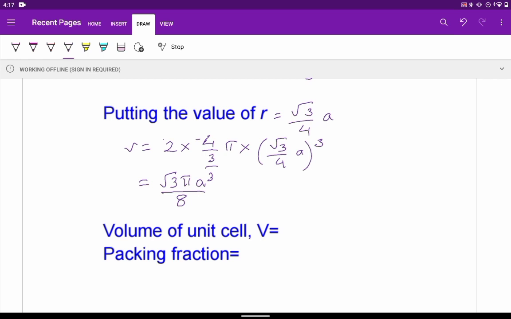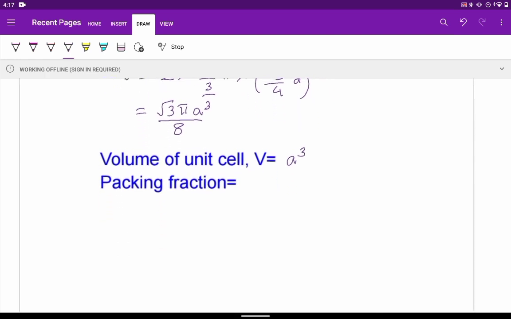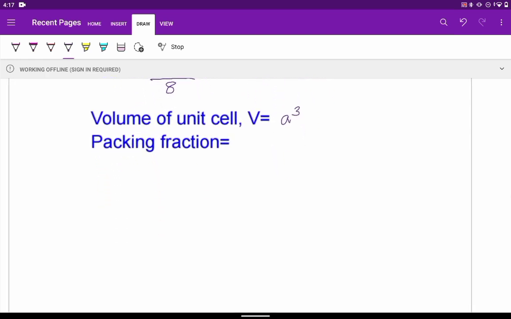So now the volume of the unit cell V is equal to a cube. So now we can calculate the packing fraction, because packing fraction is the volume occupied by the atoms in the unit cell divided by the total volume of the unit cell. So how will we get the packing fraction? We have to write this one, we got root 3 pi a cube by 8.